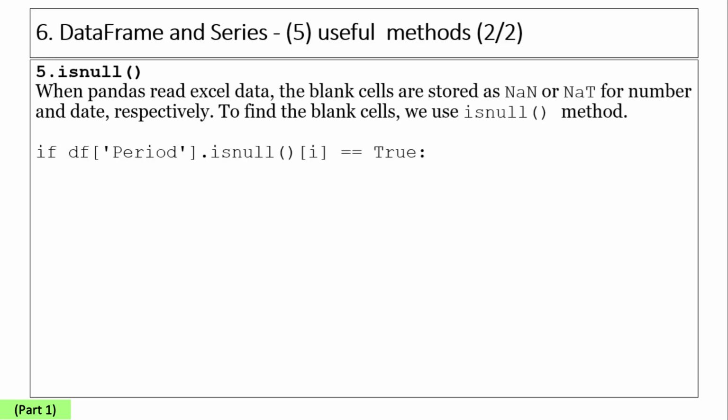The isnull method returns a DataFrame object where all the values are replaced with a Boolean value true for null values, and otherwise false. When pandas reads Excel data, the blank cells are stored as NaN or NaT for number and date respectively. To find the blank cells in the data frame, we use the isnull method. The method is used to find activities whose period is not given. Every activity should be given its period.